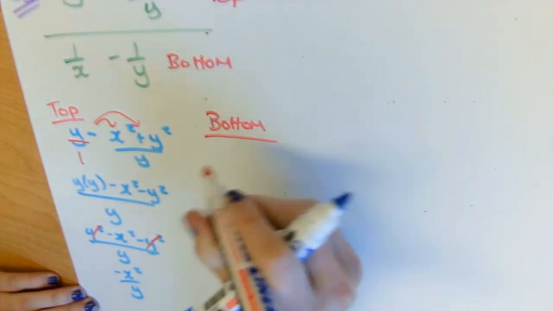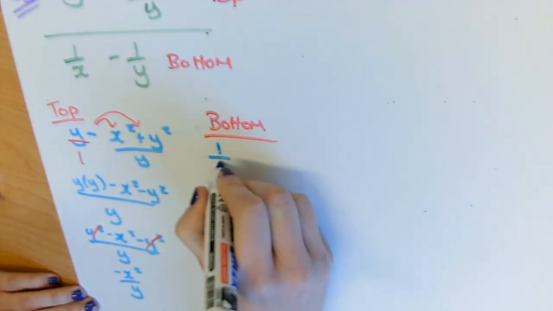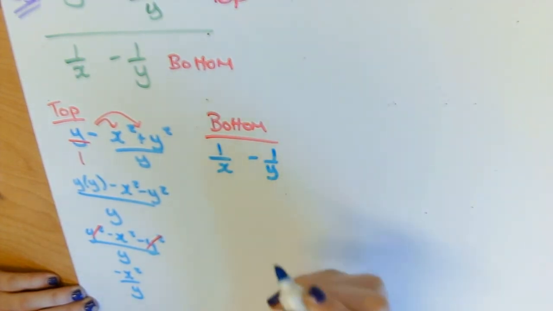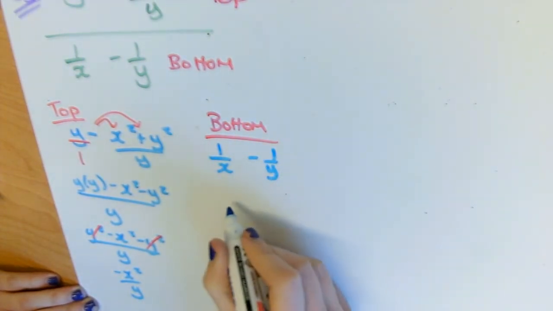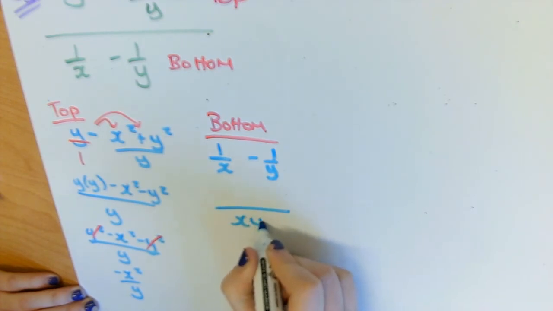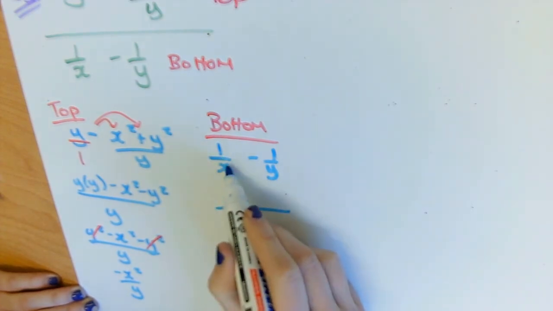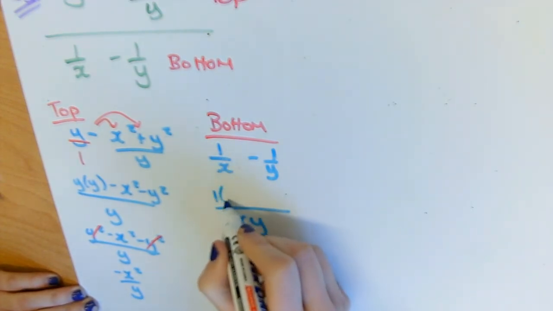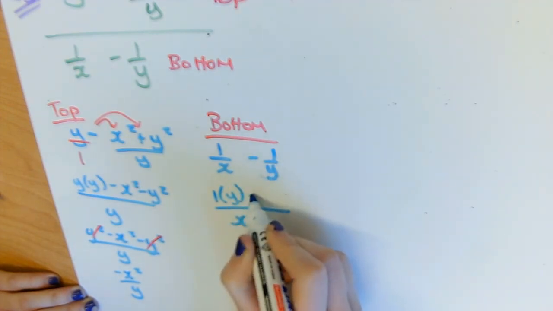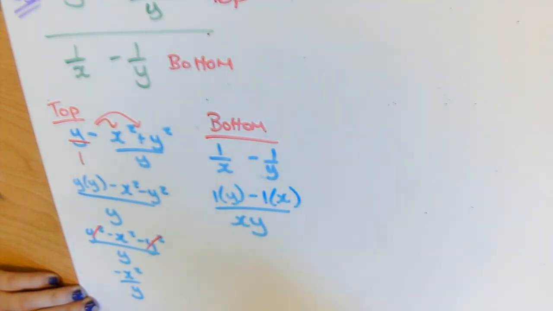Then I'm going to look at the bottom. Okay, when I look at the bottom, I have 1 over x minus 1 over y, okay, which means my common denominator is going to be xy. So this guy was missing the y, so I'm going to multiply the 1 on top by y. This guy was missing the x, so I'm going to multiply the 1 on top by the x, which means I have y minus x over xy, which is now my bottom.